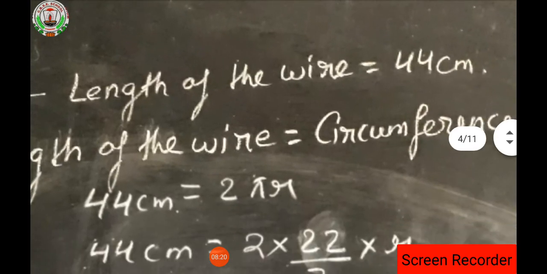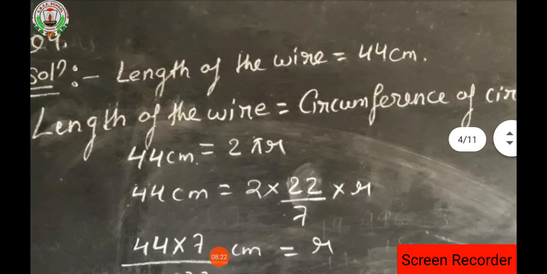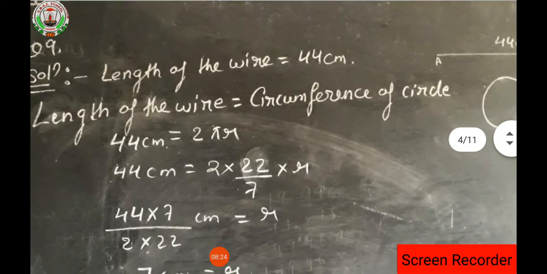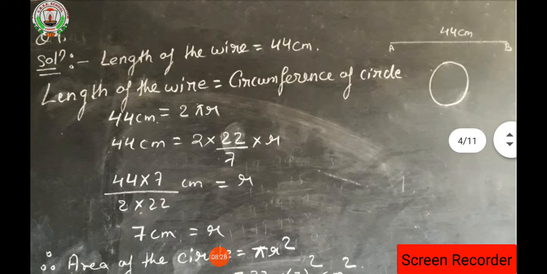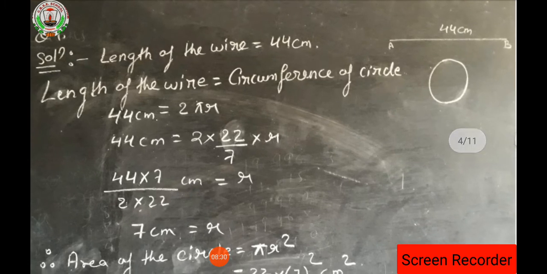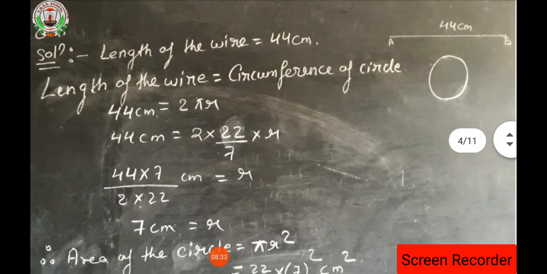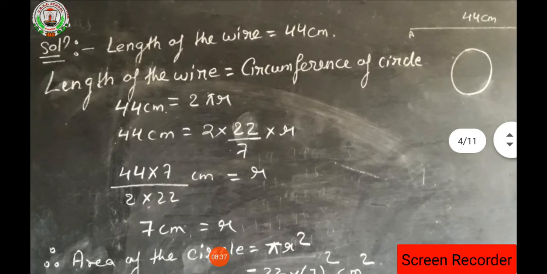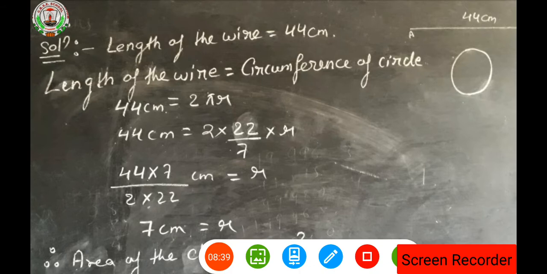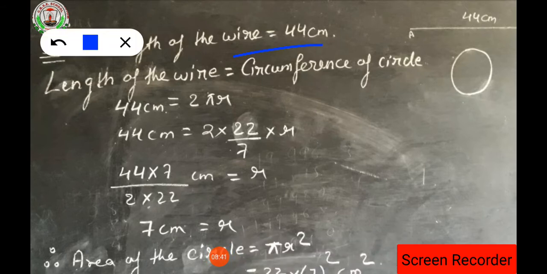Clear everyone? Then question number 9. Here is the question number 9 solution we are having. In this, as I had explained to you beforehand, one wire is being given, and the length of the wire is given as 44 centimeter, isn't it? What is the length of the wire? The length of the wire is 44 centimeter.